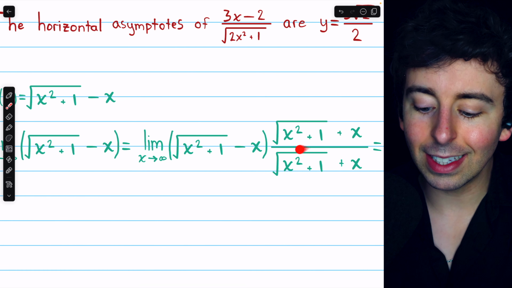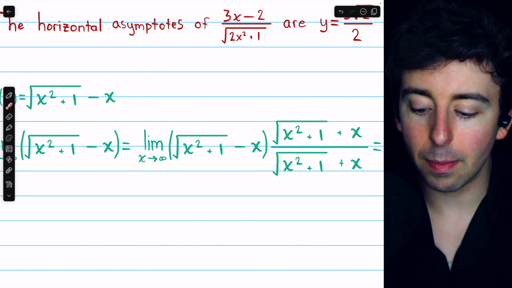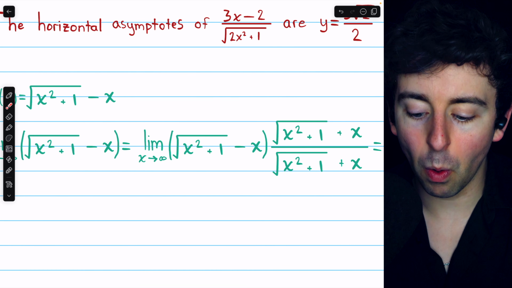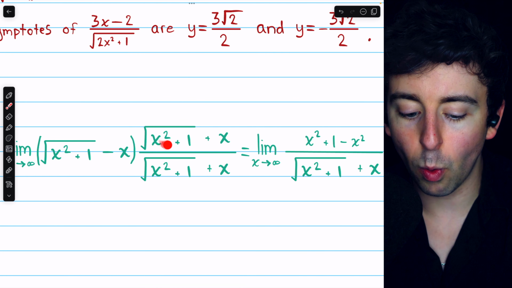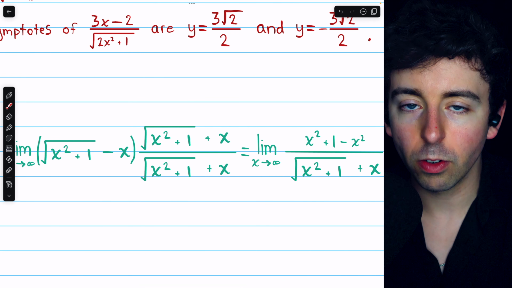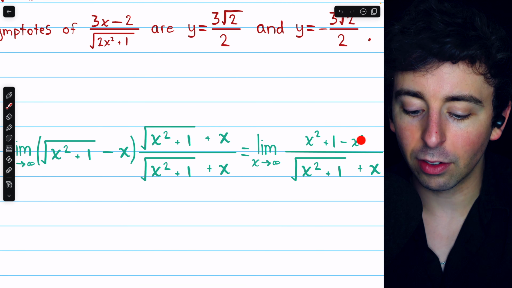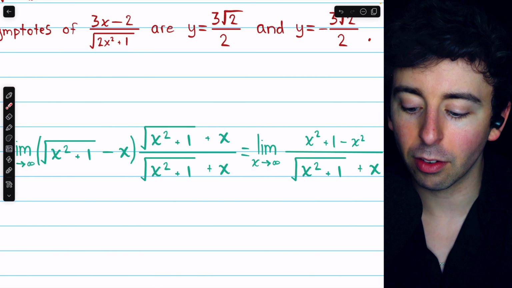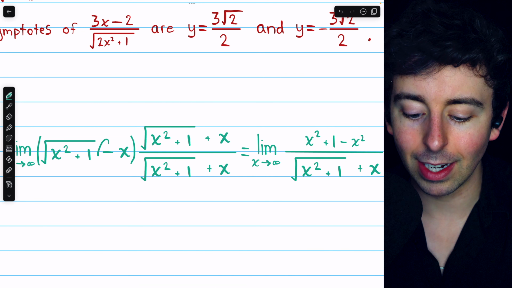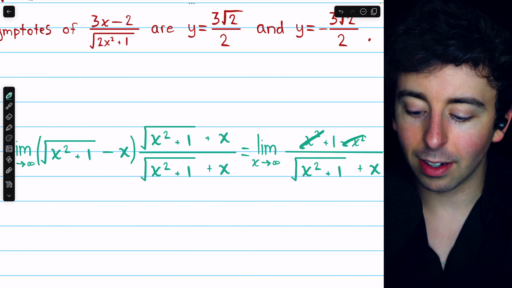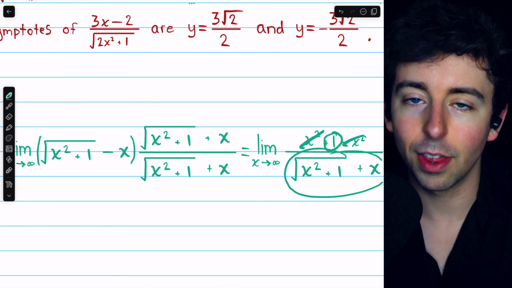But then we're going to leave this conjugate in the denominator, but this multiplied by its conjugate, like we said before, produces the difference of squares. This term, squared, is x squared plus 1, just canceling out the square root. And then this term, squared, is just x squared. So we have minus x squared. The middle terms cancel out because of the minus and the plus. X squared minus x squared, of course, cancel out, so we're just left with 1 divided by that sum.